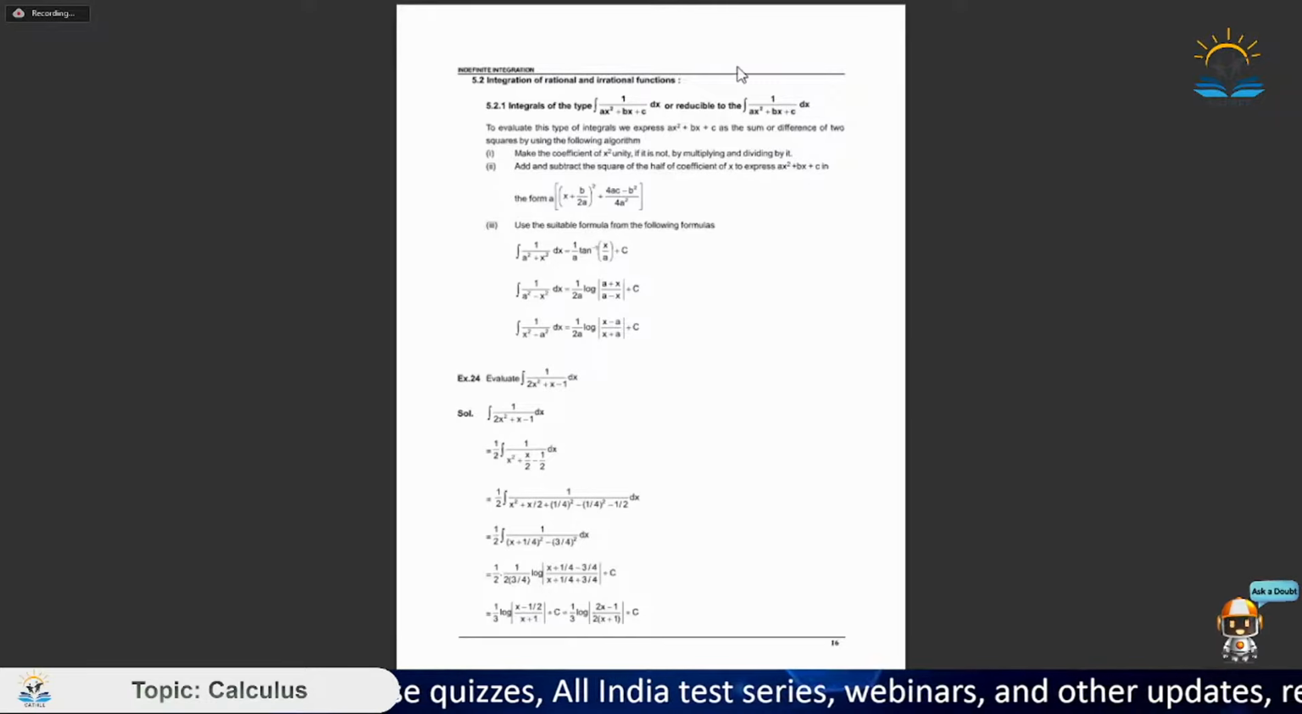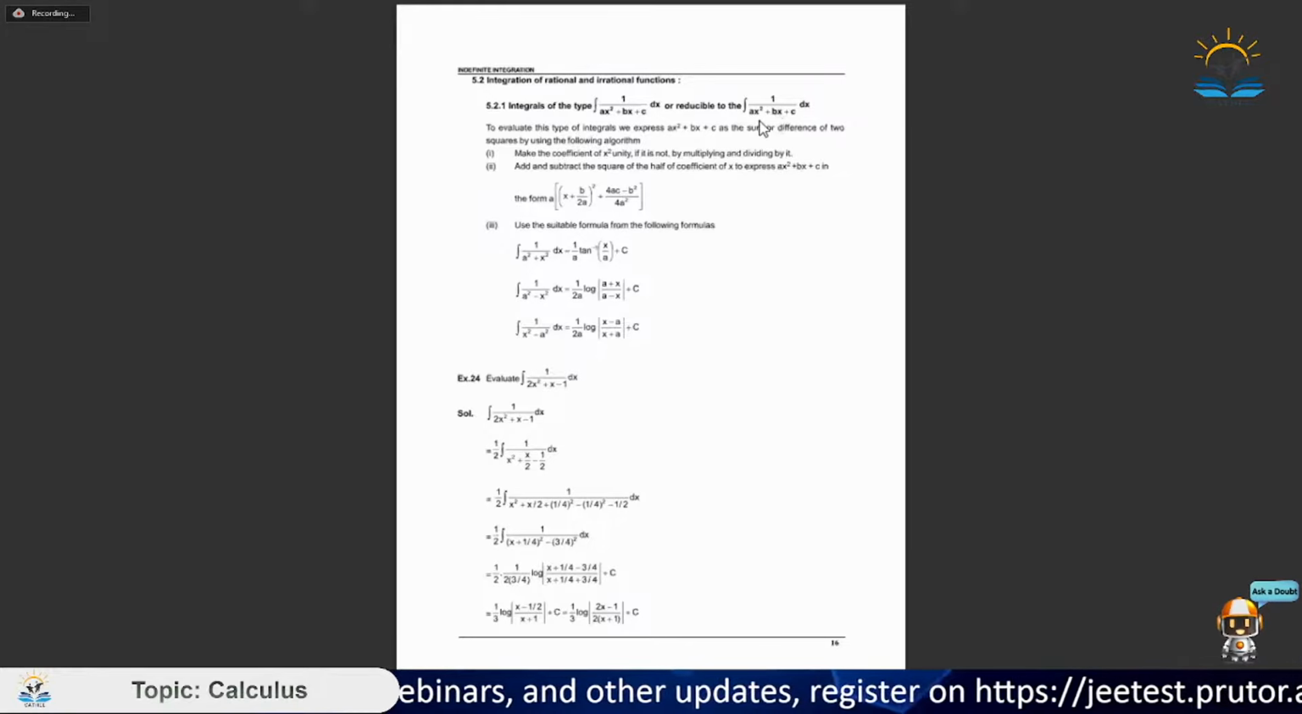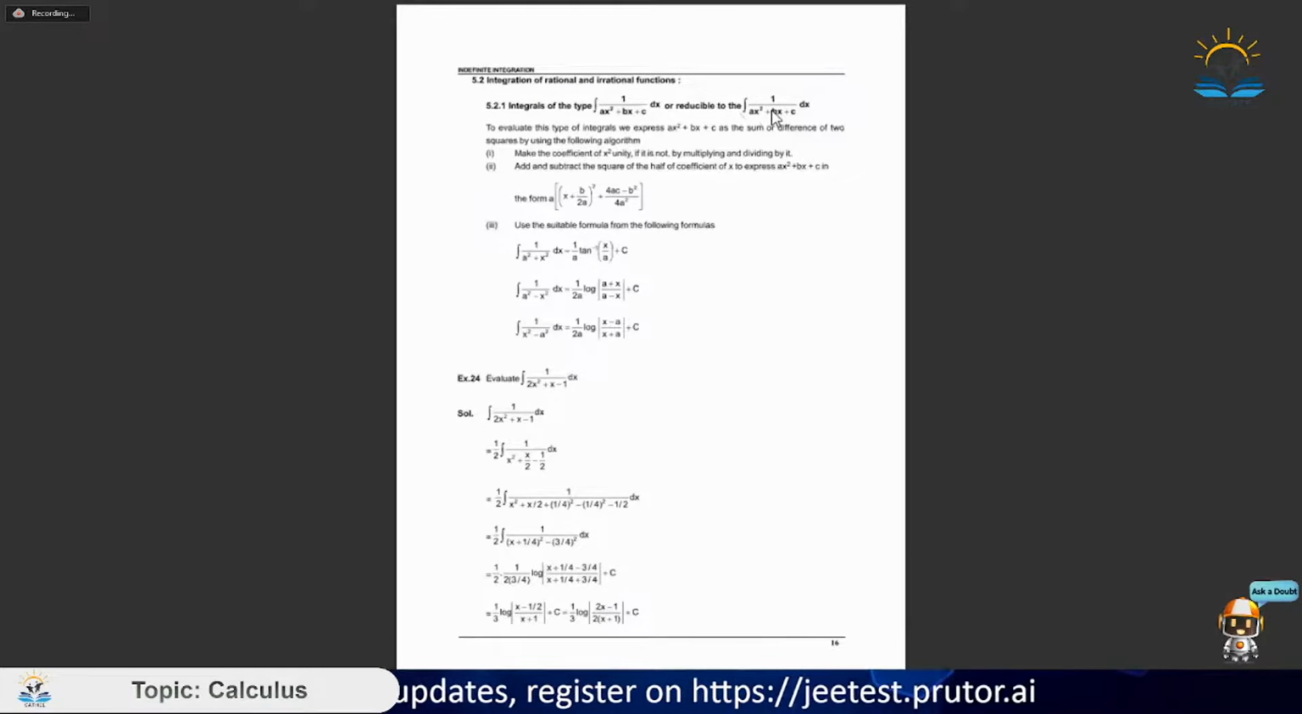Now we have this form, integration of rational and irrational functions. Suppose we have this form as 1 by quadratic. So this can be reduced in the form of 1 by x square minus a square, or 1 by x square plus a square, or 1 by a square minus x square, depending upon what the quadratic is.